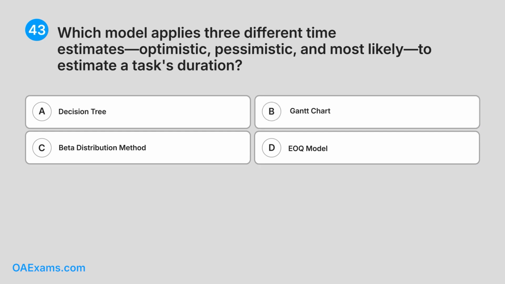43. Which model applies 3 different time estimates, optimistic, pessimistic, and most likely, to estimate a task's duration? A. Decision tree. B. Gantt chart. C. Beta distribution method. D. EOQ model. Can you guess the answer?